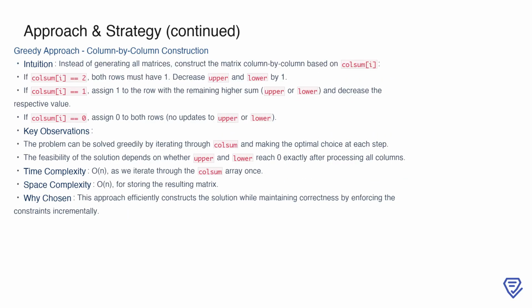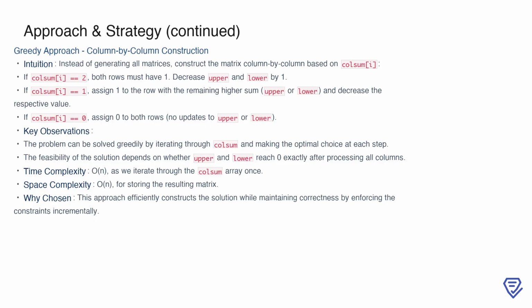A more efficient and practical solution is the greedy approach, which constructs the matrix column by column based on the values in the colsum array. The logic is straightforward. If colsum[i] equals 2, both rows must have a 1 in column i, and we reduce both upper and lower by 1. If colsum[i] equals 1, we assign a 1 to the row corresponding to the larger remaining value, either upper or lower, and decrement the chosen value accordingly. Lastly, if colsum[i] equals 0, both rows in that column get a 0 with no changes to upper or lower. This greedy strategy ensures that at each step, we make the optimal choice while respecting the constraints.